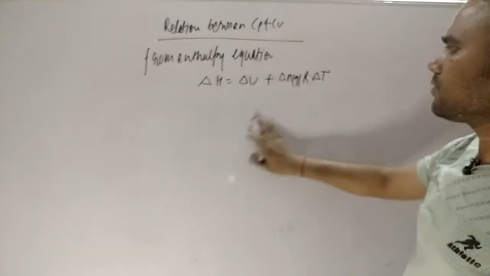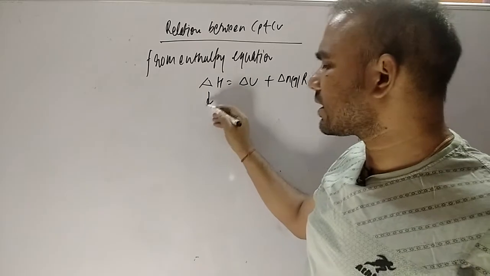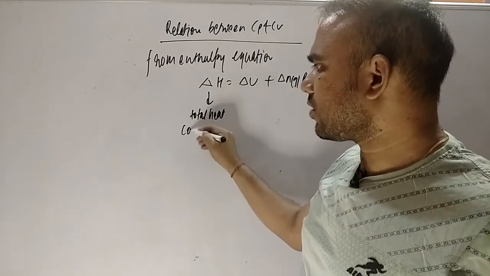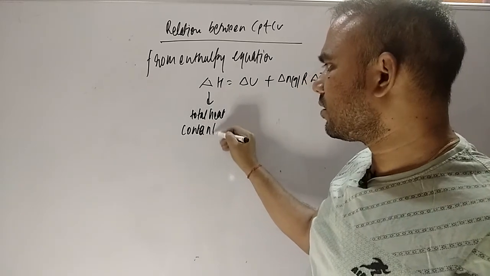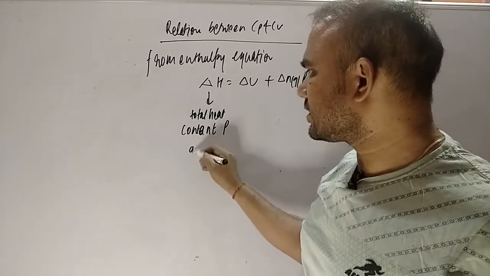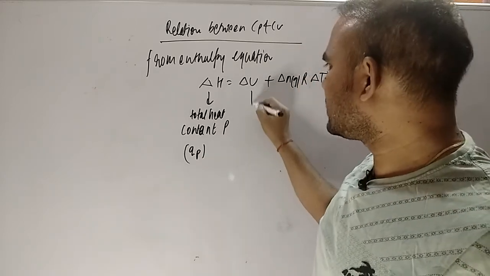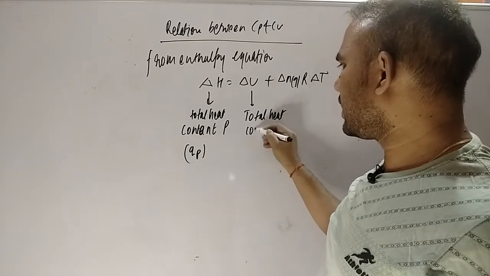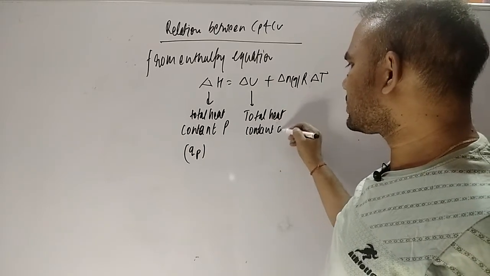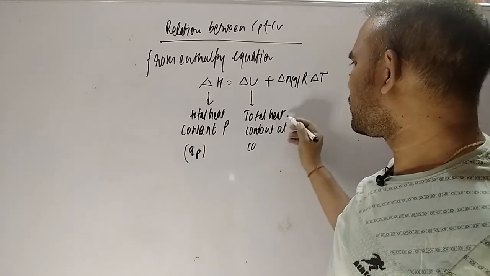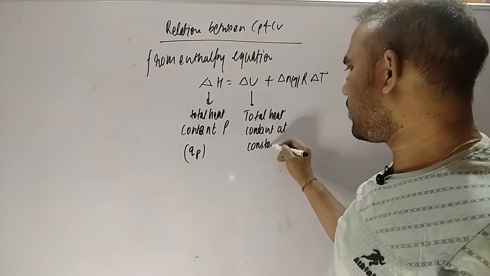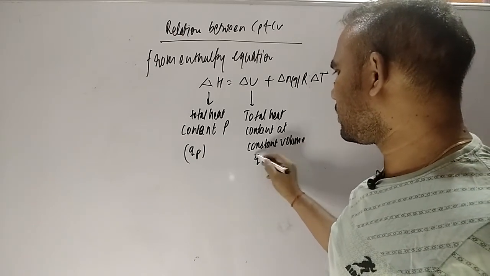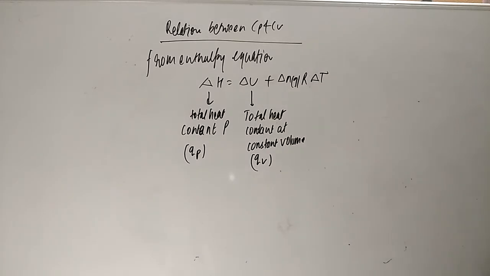Now students, what I am saying is, this is the total heat content at constant pressure, which you can write as QP. And this is the total heat content at constant volume. So at constant volume it will be QV. Okay, these are the two terms we got, QP and QV.